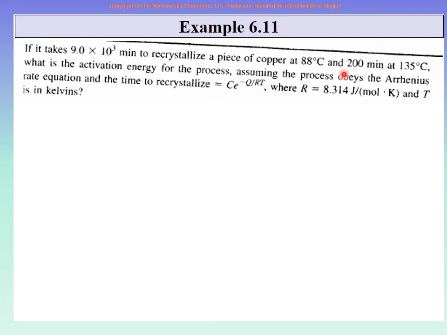This is equation 1. The second time the temperature is 135, so 135 plus 273 is your capital T, and the time to recrystallize is 200. So 200 is equal to C e raised to minus Q upon R into that temperature, right? Why am I saying that whether you multiply by the actual value of R or you leave R as it is, it does not matter. You now have two equations, equation 1 and equation 2, and you can now solve.